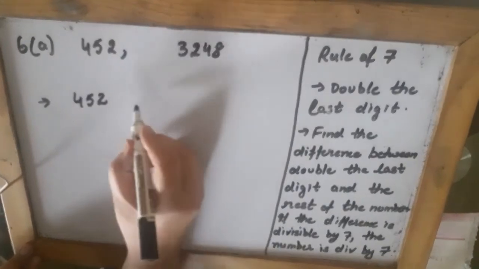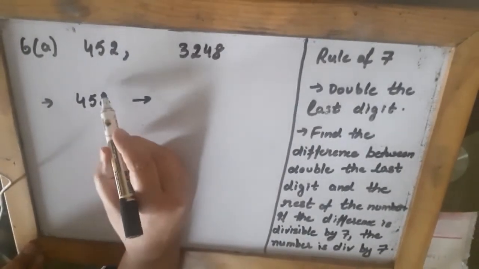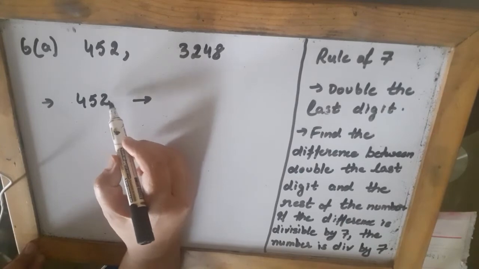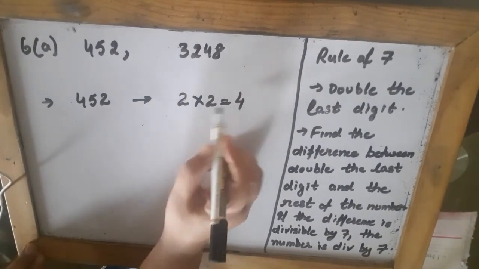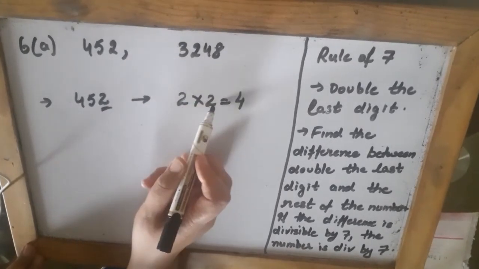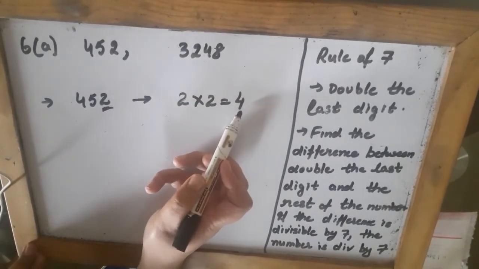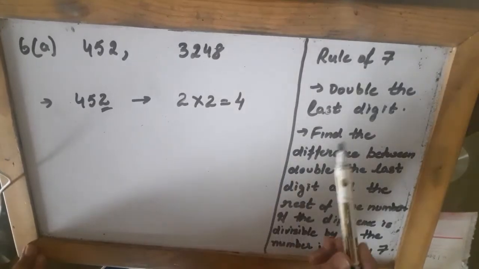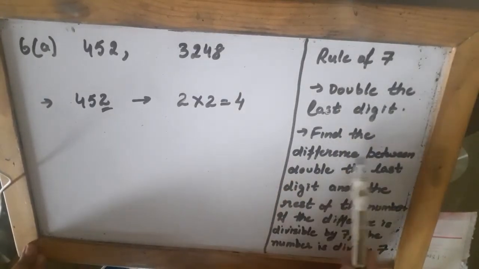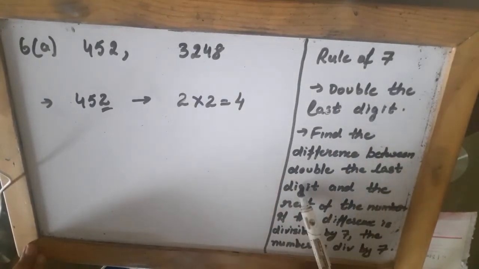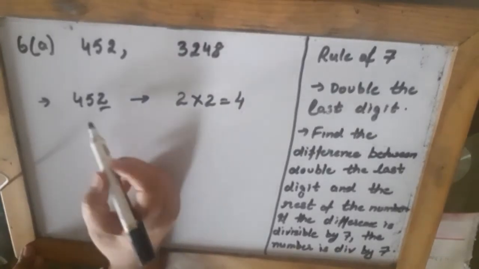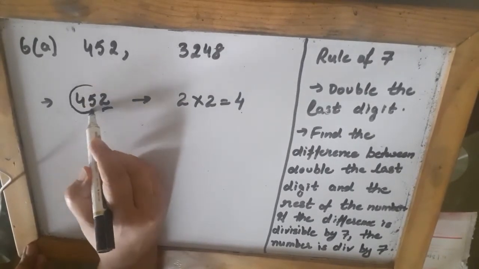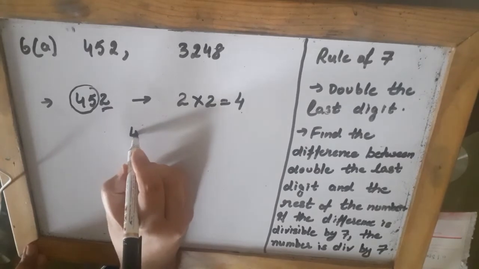Now the first step is they are saying to double the last digit. What is the last digit here? 2. It means I have to double it, meaning multiply by 2. So when I multiply the last digit by 2, it gets doubled. So it becomes 4. Now I have doubled the last digit. Find the difference between double the last digit and the rest of the number. Now when I double the last digit, it has come to 4. Now what is the rest of the number? The rest of the number is 45.